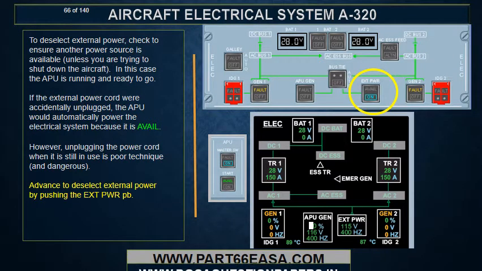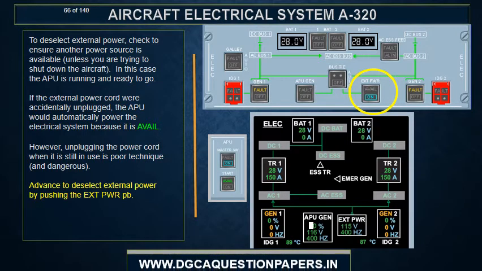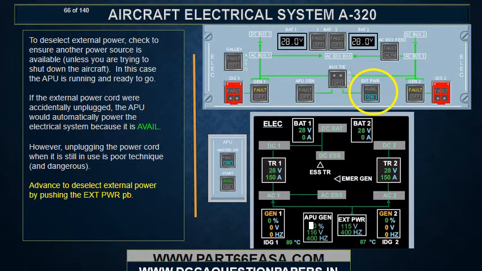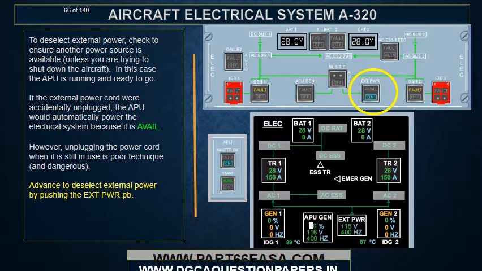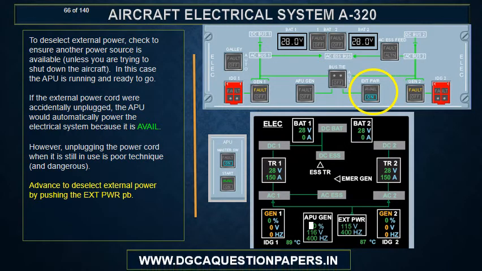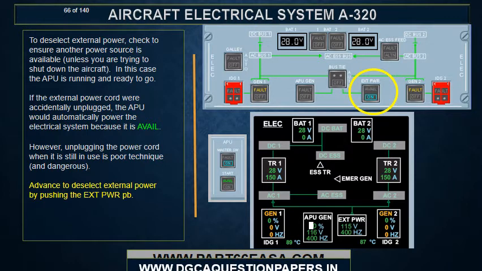To deselect external power, check to ensure another power source is available, unless you are trying to shut down the aircraft. In this case, the APU is running and ready to go. If the external power cord were accidentally unplugged, the APU would automatically power the electrical system because it is available. However, unplugging the power cord when it is still in use is poor technique and dangerous. Advance to deselect external power by pushing the external power push button.